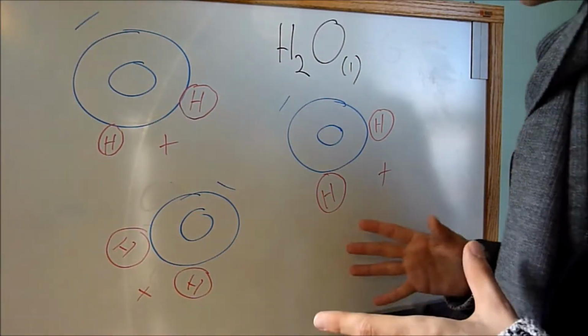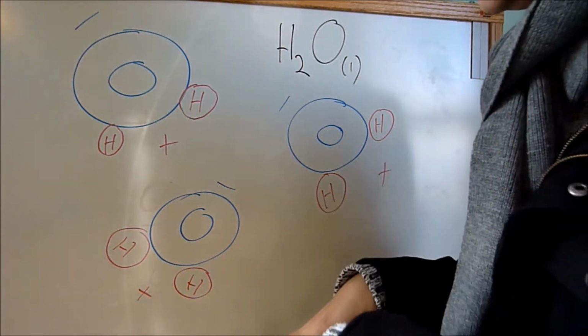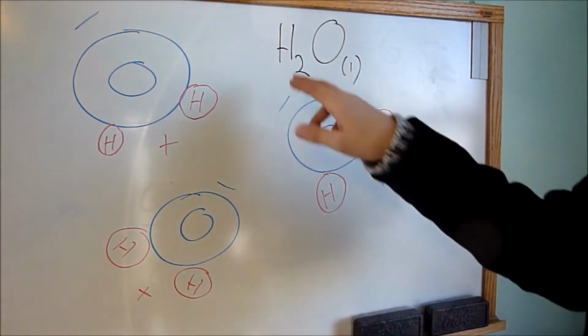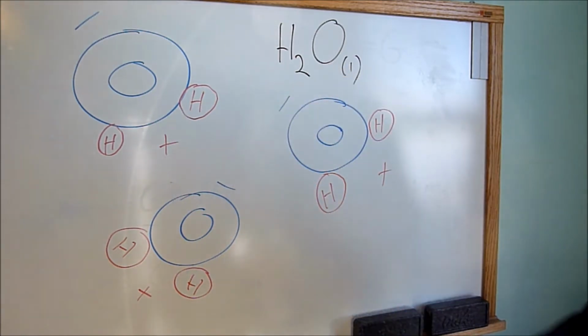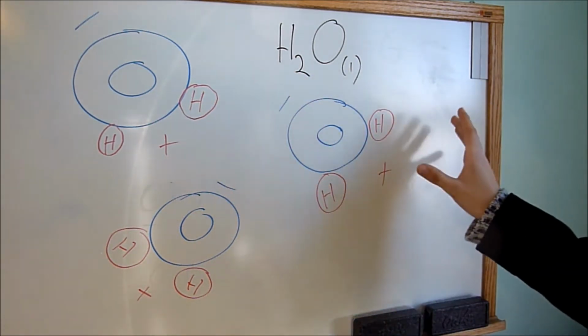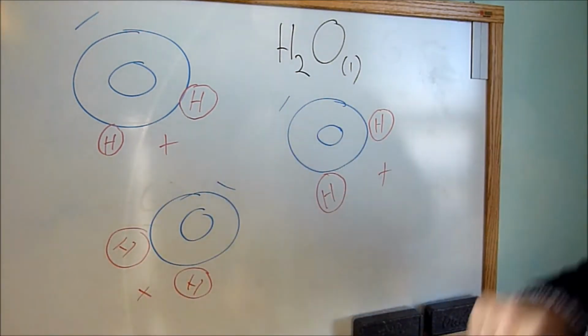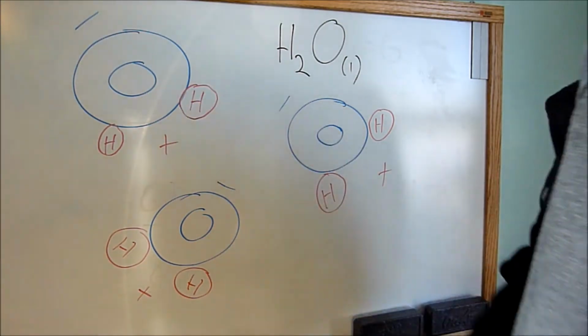So let's look at how this actually happens, and to do that we need to look at water on the molecular level. Now, water is H2O, or as I wrote, H2O1, to show that every molecule of water has 2 hydrogen atoms, right here, and 1 oxygen atom, this big blue one.